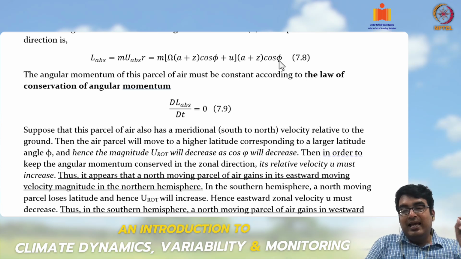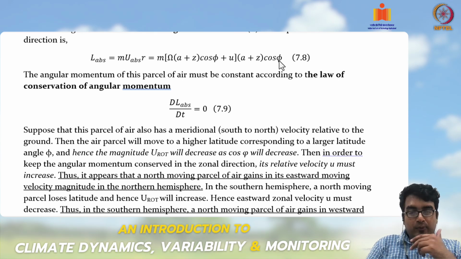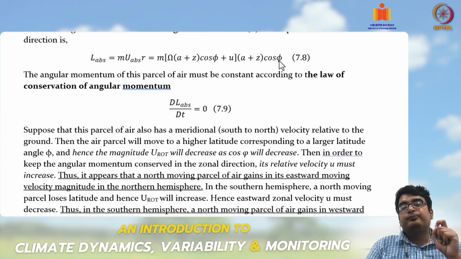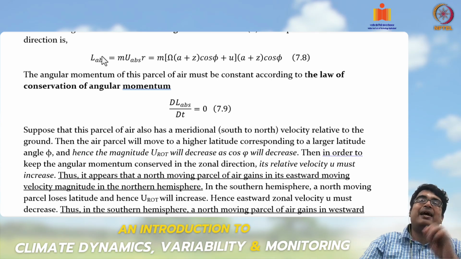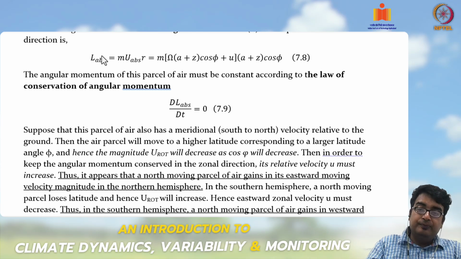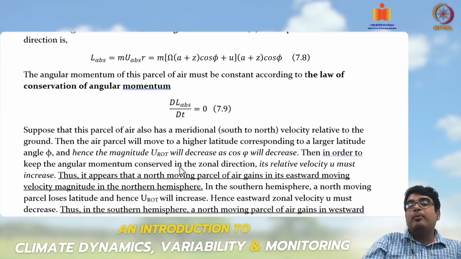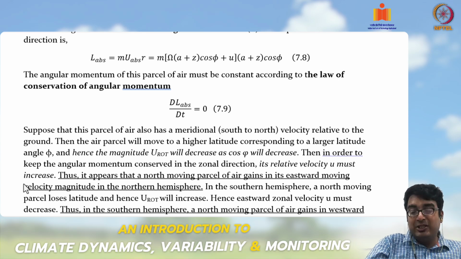So the L absolute should be decreasing. However, the L absolute cannot decrease. There is a law of conservation of angular momentum. As a result, there has to be a balancing increase in the zonal velocity of this air parcel, which compensates for the decrease in the cos phi term, so that L absolute remains a constant. In order to keep the angular momentum conserved in the zonal direction, its relative velocity u must be increasing.